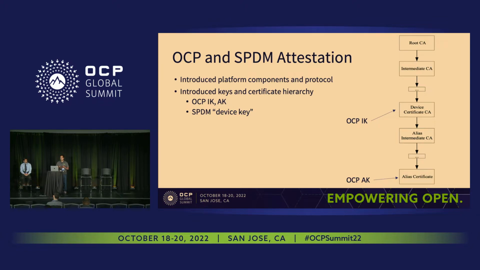OCP attestation introduced the concept of an identity key, which is immutable for a given device, and an attestation key that chains to that identity key. The attestation key is responsible for actually signing the attestation report that's used to provide the claims.